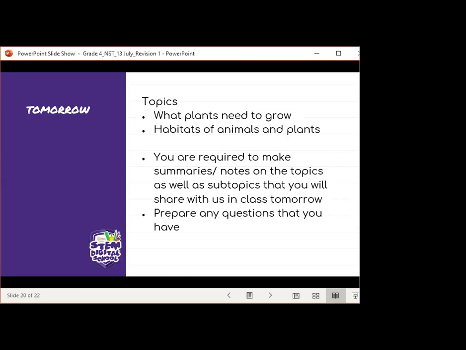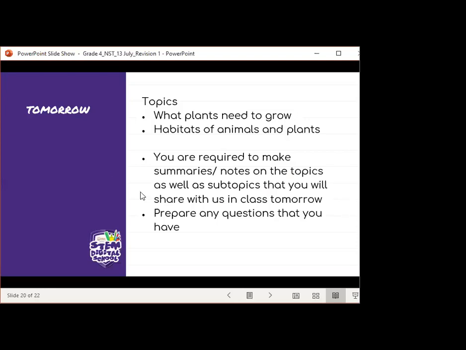So Dante says, ma'am, can we plant onions? Yes, Dante, you can plant an onion. If an onion that you have at home has rotted, you can actually just put that rotted onion in the soil and it will grow into new fresh onions. All right.